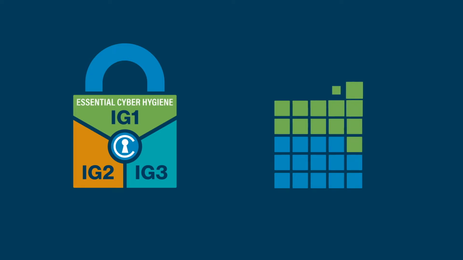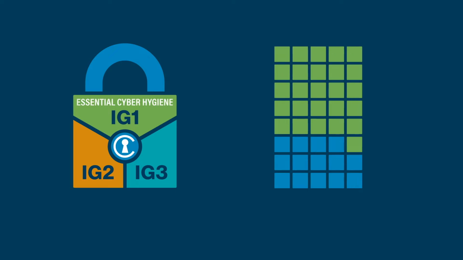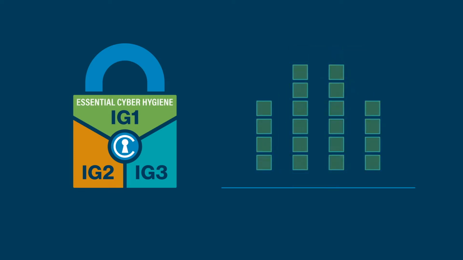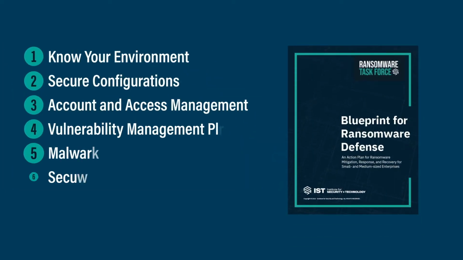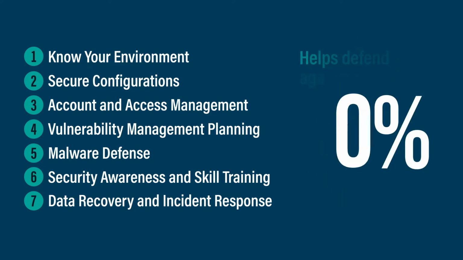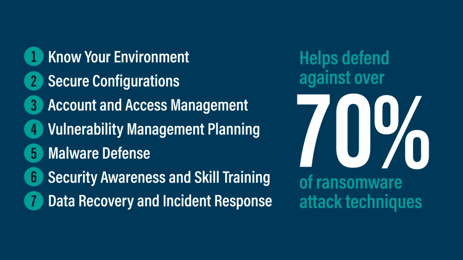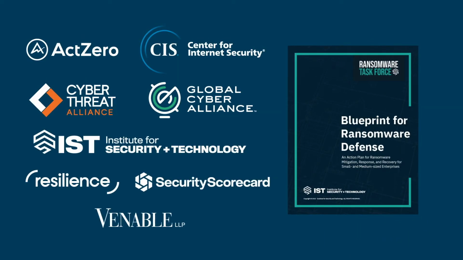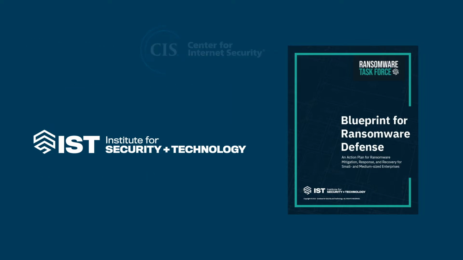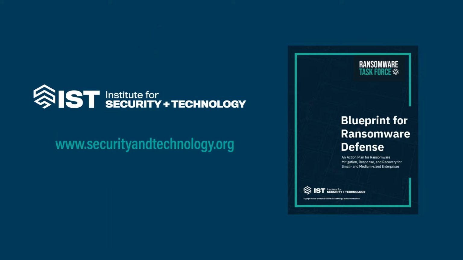The 26 actionable safeguards build on the foundational ones and are all about applying the technical controls needed to protect an enterprise's environment and defend against ransomware and other general, non-targeted cyber attacks. Focusing on 7 major areas, the blueprint helps defend against over 70% of the attack techniques associated with ransomware. The Blueprint for Ransomware Defense would not be possible without the hard work of several contributing organizations. To download the blueprint and take the steps needed to defend against ransomware, visit the IST website.